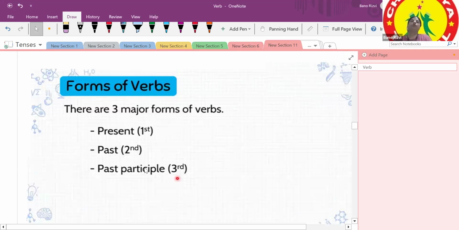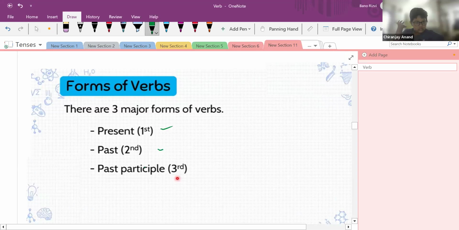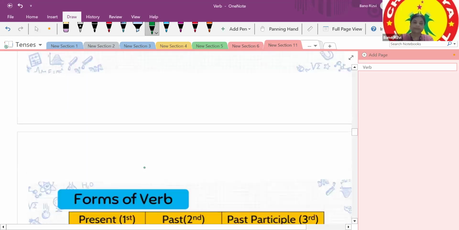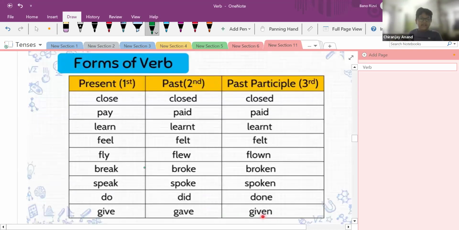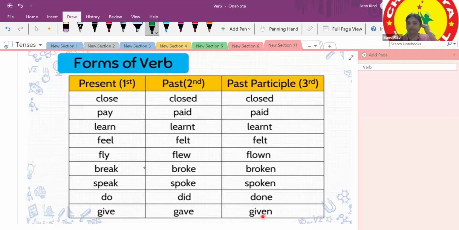Okay, now there are three forms of a verb. One is the present, then there is the past, then there is the past participle. Ma'am, it's present, past, and past participle. These are the forms of a verb. Okay, you get it? Yes, ma'am.